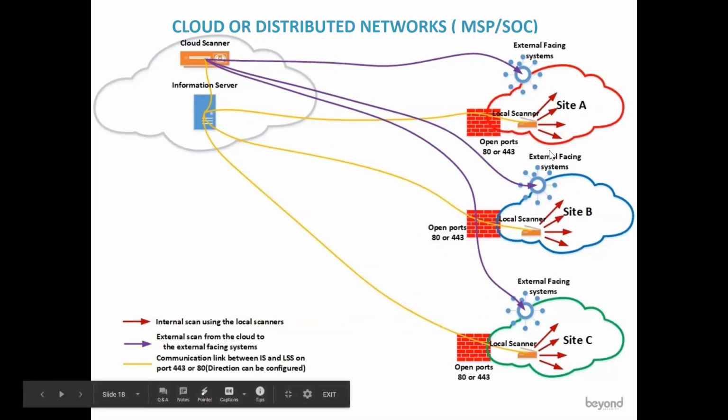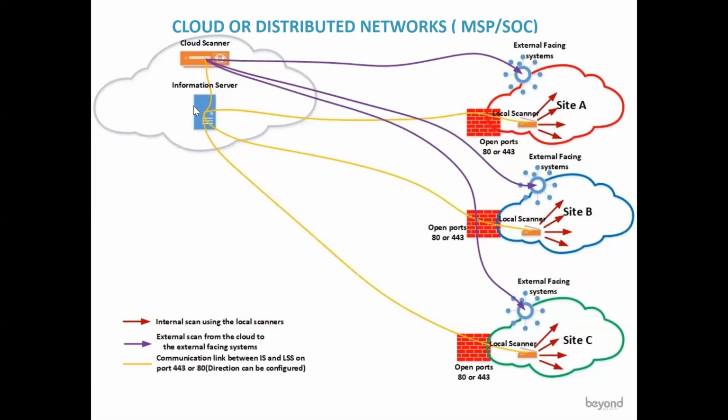And so in each and every office of mine, I would put a local scanner, open up a communication to the information server. I don't need to open a rule in the firewall, only rule out. And so the scanning done here, for example, on site A, I'm scanning my computers and servers. It will be decrypted over in the information server where I log in and where I can see my actual results.